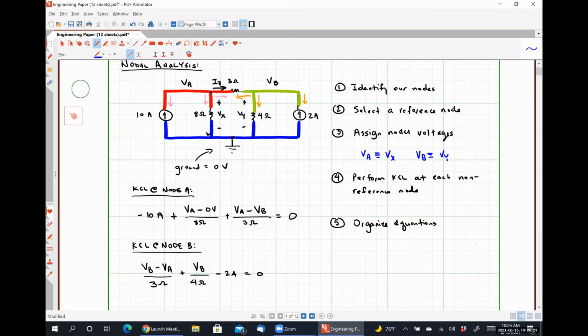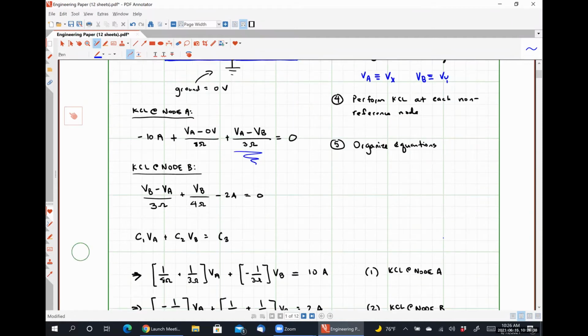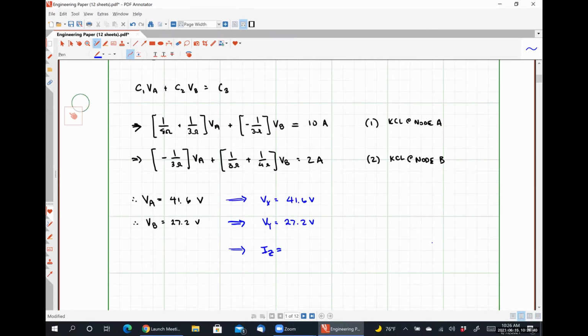So our equation for IZ is really just this part of our first KCL equation, all right? So once we know what our nodal voltages are, we could then solve for any current in our system at all, just using Ohm's law. So IZ is VA minus VB over 3 ohms, which I get to be 4.8 amps.